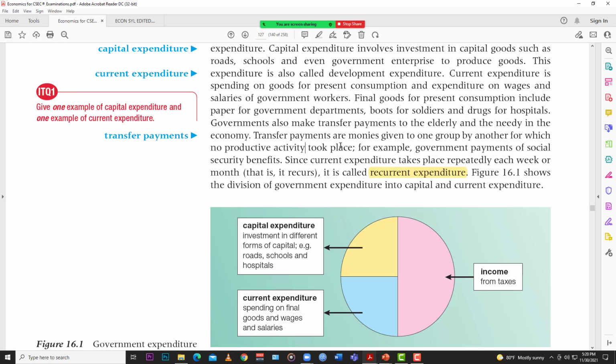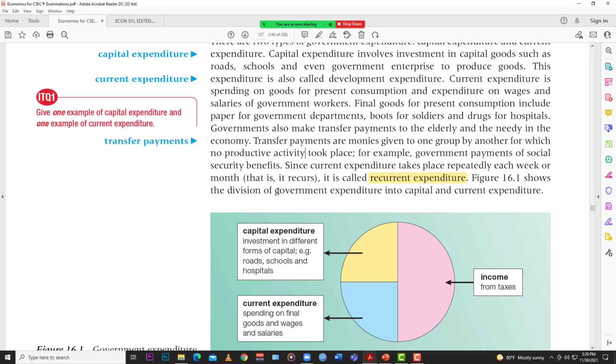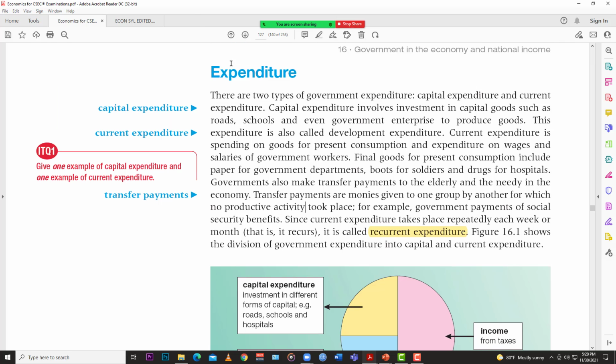So pensioners get that money without having to work in that month. So that's what transfer payments are. The money is given to one group by another for which no productive activity took place. For example, government payments of social security benefits. Those are examples of transfer payments. And those are some of the expenditures the government has to go through during the course of a year.